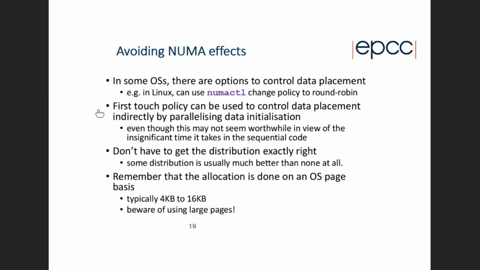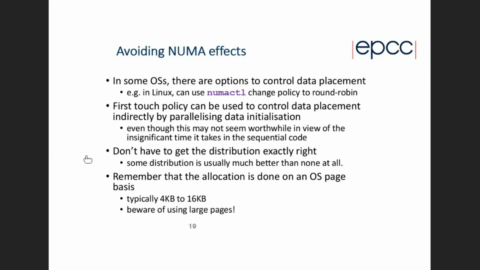Or we can use the first touch policy to control the data placement indirectly by parallelizing your data initialization. Even though that may not seem worthwhile in view of the insignificant time it might take in the sequential code. You may have a long-running program that runs for hours, where the data initialization is done once at the beginning and takes some fraction of a second. Why should I bother parallelizing it? Well, it has a long-term persistent effect on the performance of the rest of the program, because that's what controls where the data is placed in main memory.